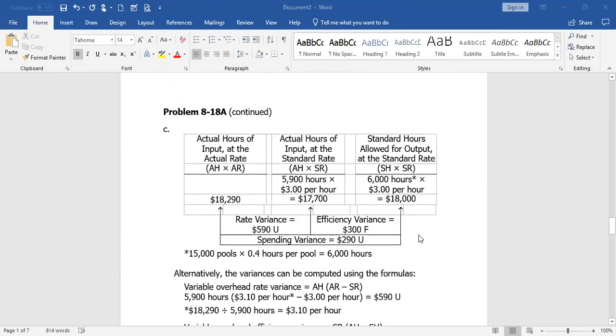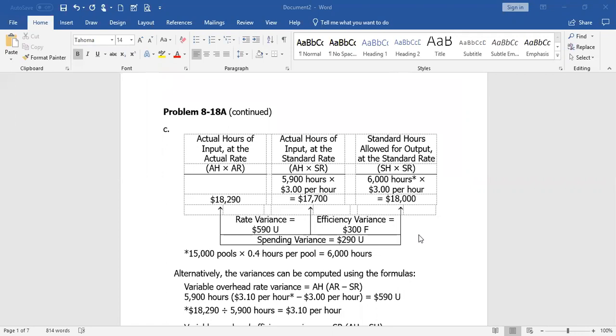The next computation was on our variable overhead rate. Again, take your actual hours times your actual rate, 18,290. And I'm going through it, and that was given. That's in D. 18,290 is how much the manufacturing overhead was for the month.